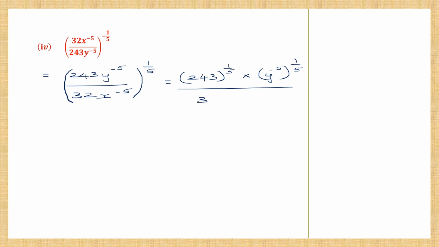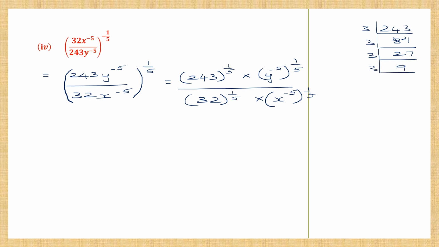Similarly here, 32 is raised to the power of 1 by 5 into x, which is raised to the minus 5, is raised to the power of 1 by 5. Now let's find the prime factors of 243. 243, let's divide it by 3. 3 eights are 24, 3 ones are 3. Then here we have 3 twos are 6, 21, 3 sevens are 21. Now 3 nines are 27, 3 threes are 9, and 3 ones are 3. So 243 can be written as 3 raised to the power of 5.